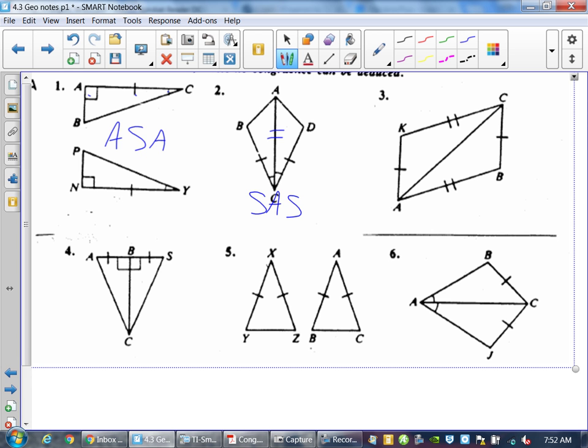What about the next one? Very good. It is also a shared side. There's a reflexive part here between AC, and it gives us side, side, side. Okay?